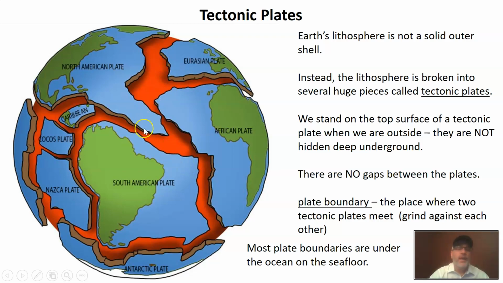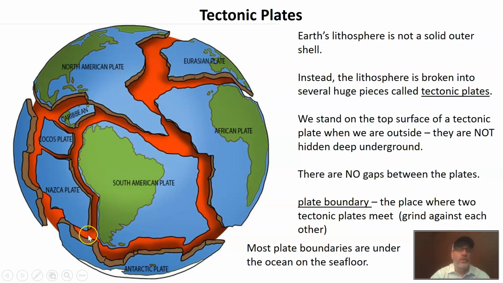Any place where we have two tectonic plates coming together, right? We're going to call that a plate boundary. And so any place where these plates may grind against each other or meet up against one another, we just call a plate boundary, sometimes called a tectonic plate boundary. If you look at this really simple map, you're going to find that most of these tectonic plate boundaries are actually underwater, right?